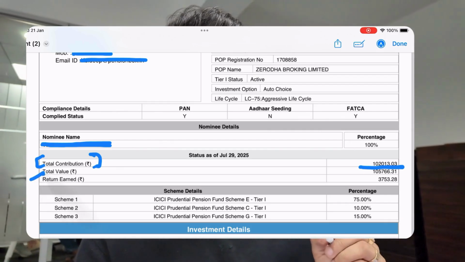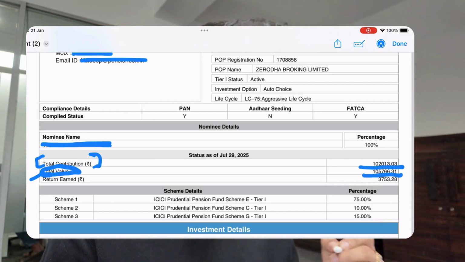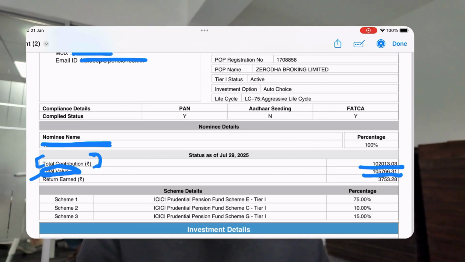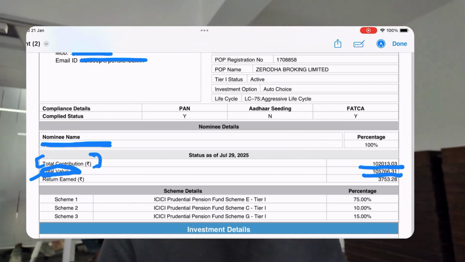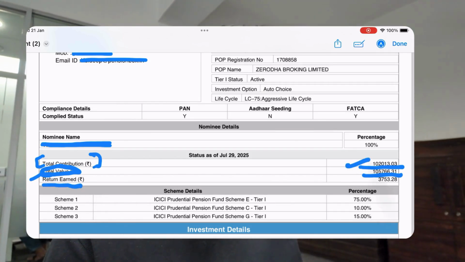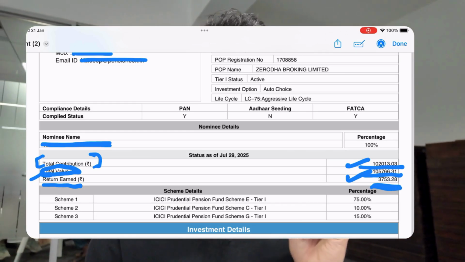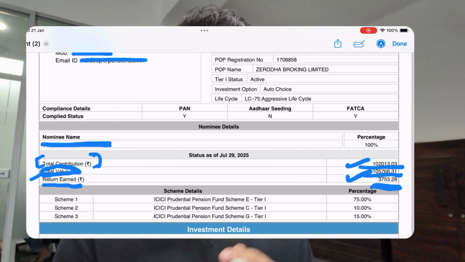The second important value to look at is the total value that has been created, which is basically the growth. So I've invested some amount and it has grown to X amount. The next important number is your return, which is earned on this. Once you subtract this number from this number, you get the next number, which is 3753.28 rupees. These are the first 3 numbers that you should know.